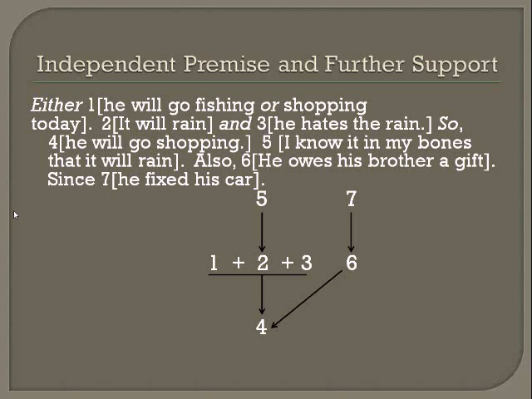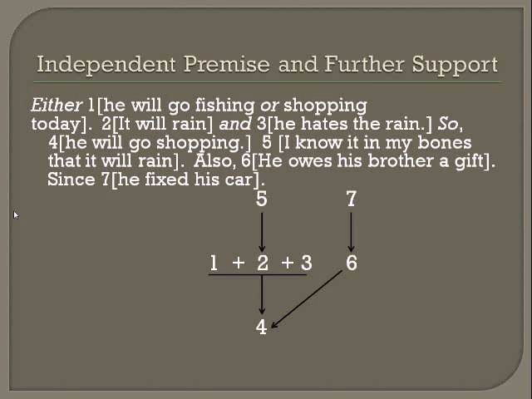And of course, we could even have a supporting premise for that other independent line, that he owes his brother a gift. Why does he owe his brother a gift? Well, why should he be giving his brother a gift? Well, let's say his brother did him a favor. His brother fixed his car. Maybe it wasn't that Honda in the previous example. And what do I have? I have 7 introduced then as a supporting reason for 6.